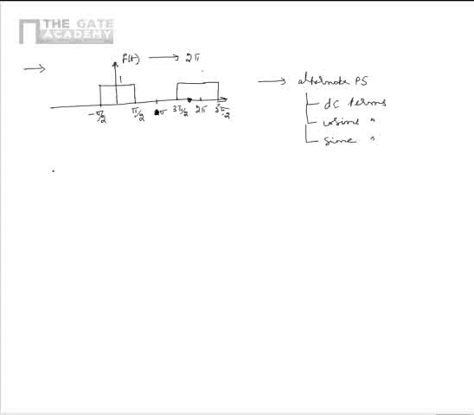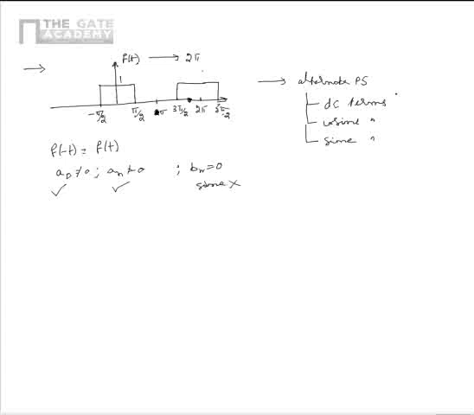FS representation. From the given signal representation, we see that the signal f of t is even, that is f of minus t is equal to f of t. From this, we can say that a0 is not equal to 0 and an is not equal to 0. That means f of t contains DC term and cosine terms. Also, please note that as signal is even, bn is equal to 0. So, f of t will not contain sine terms.